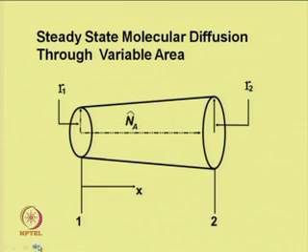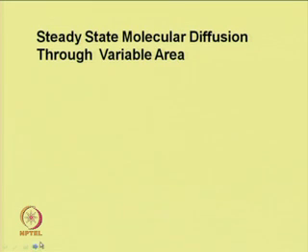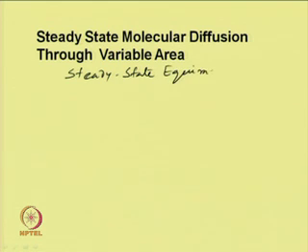Now, we will consider steady state molecular diffusion through another geometry, which is uniformly tapered, cylindrical in nature, and at point 1 the radius of the cylinder is R1, and at point 2 the radius is R2. In this case we will consider steady state equimolar counter diffusion.